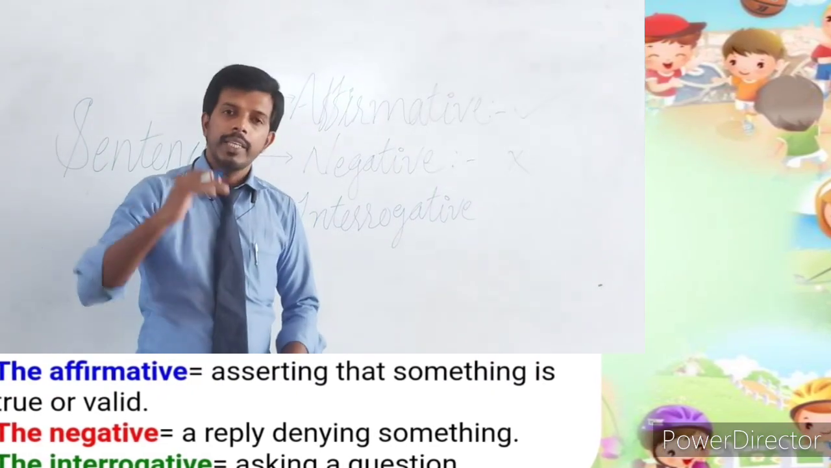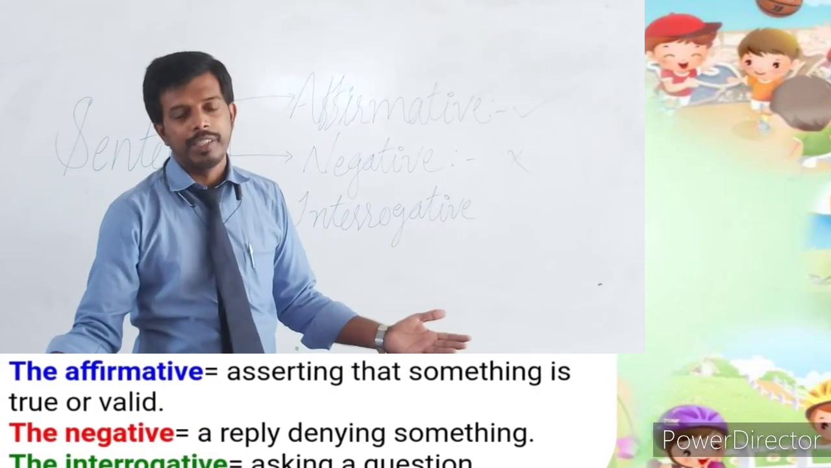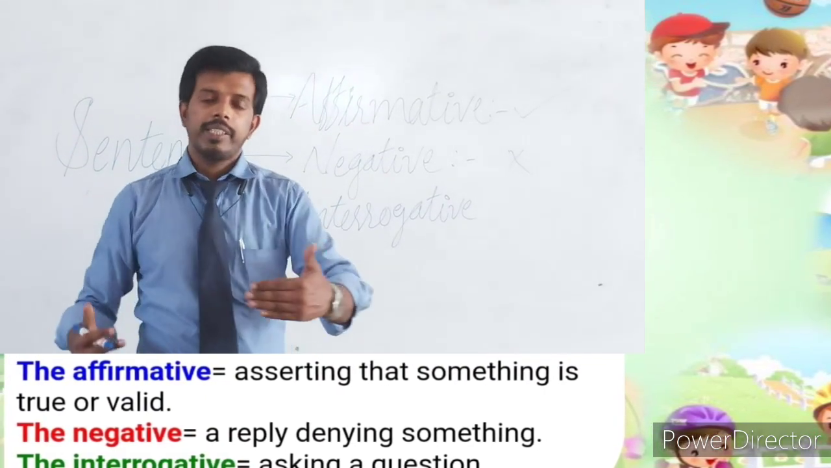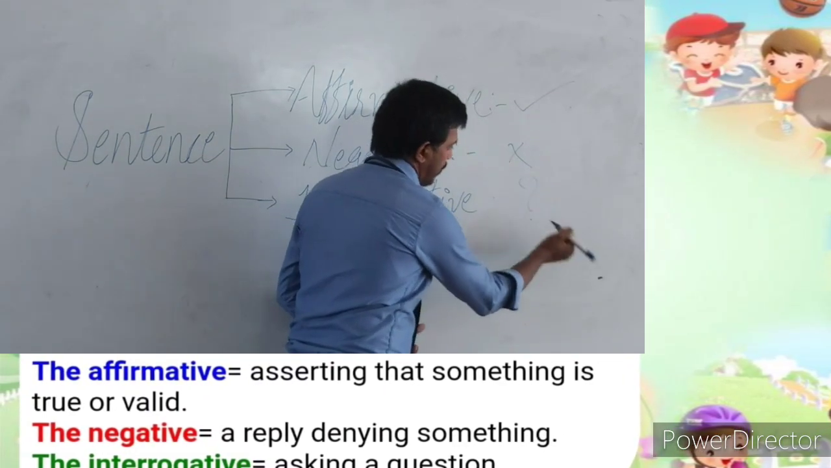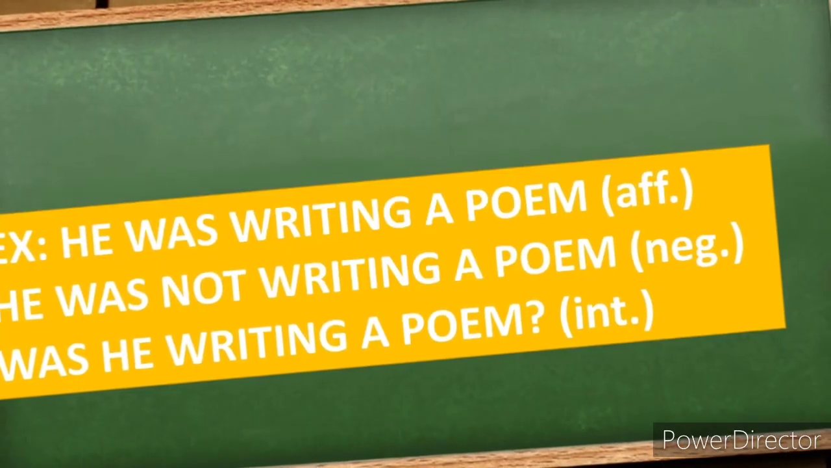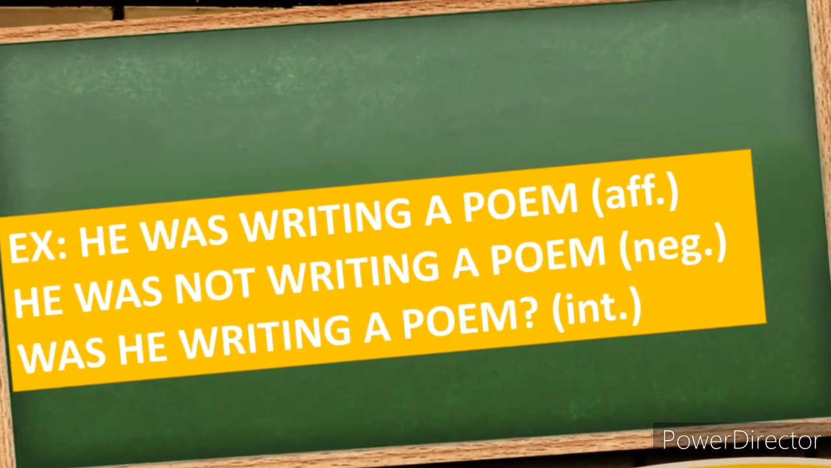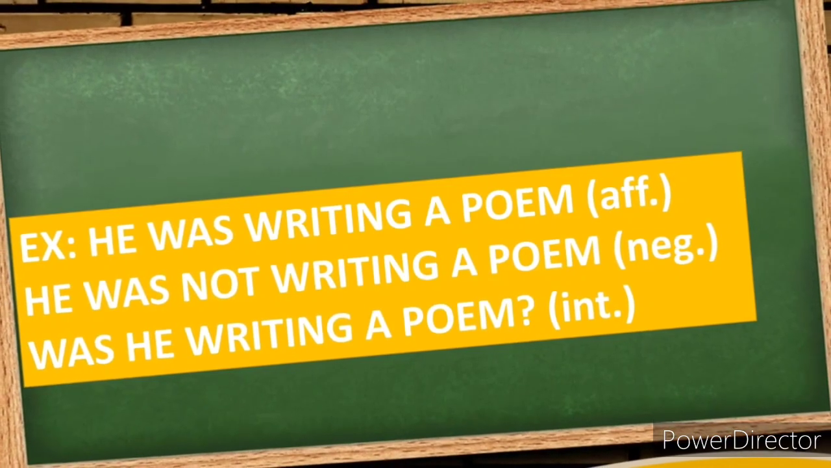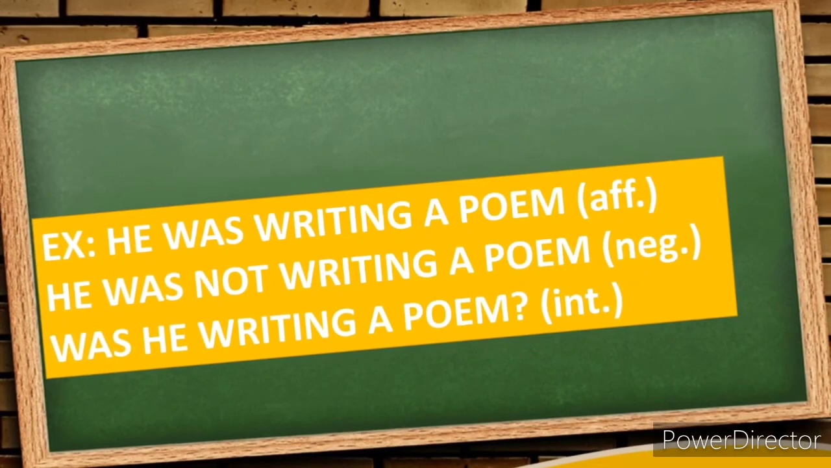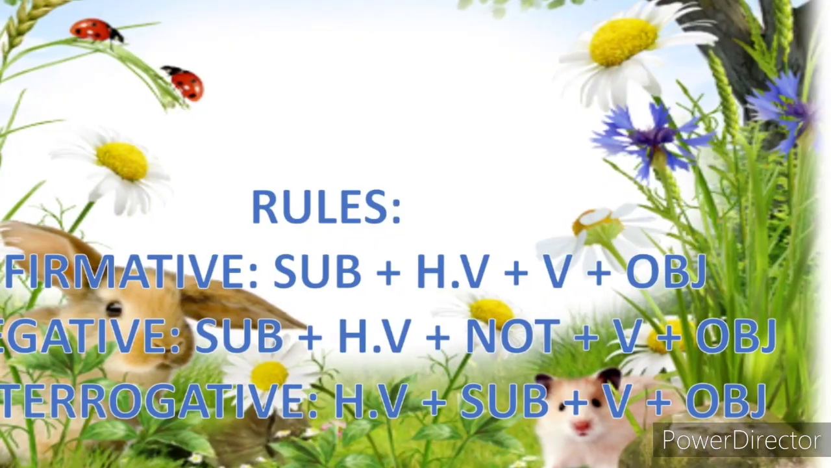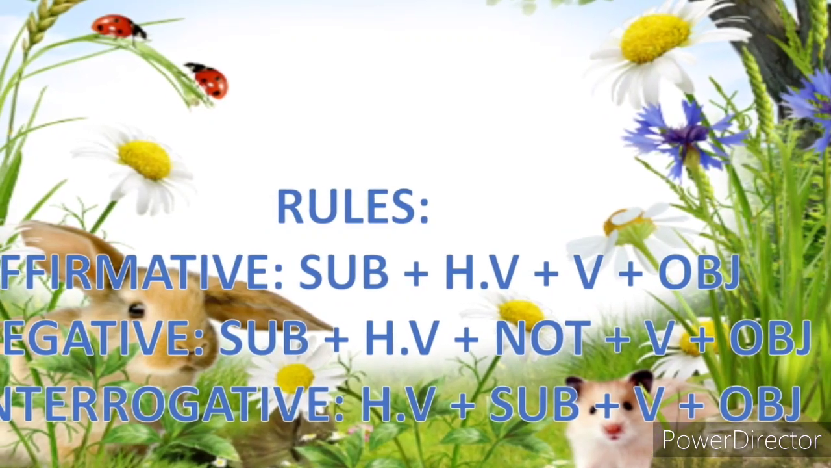And the third category, interrogatives. Sentences that ask you a question. The question asking sentences can be termed as interrogatives. For example, he was writing a poem. Affirmative. He was not writing a poem. Negative. Was he writing a poem? Interrogative.